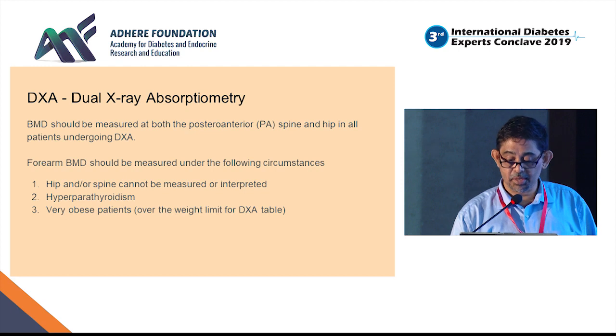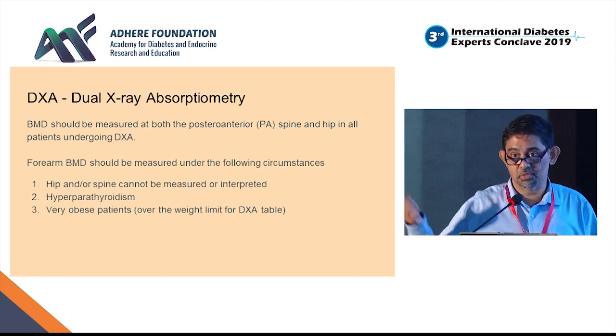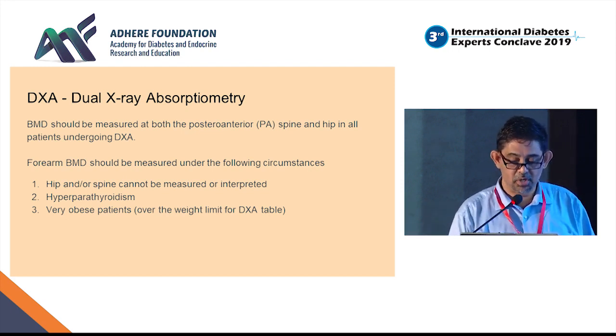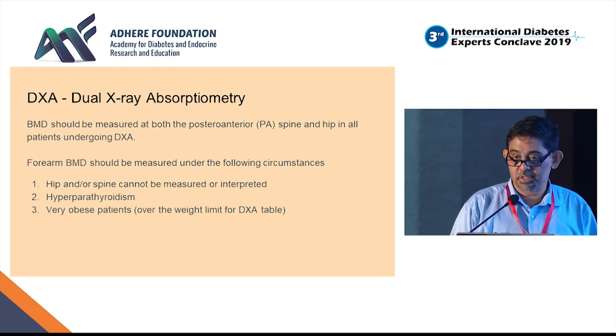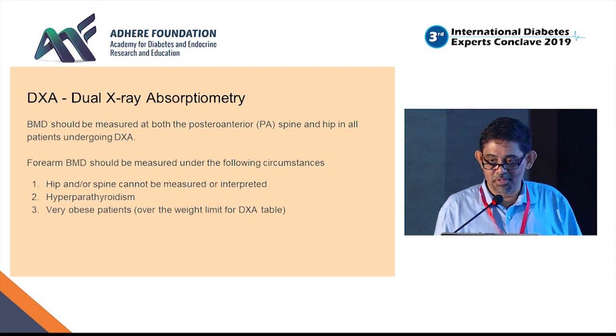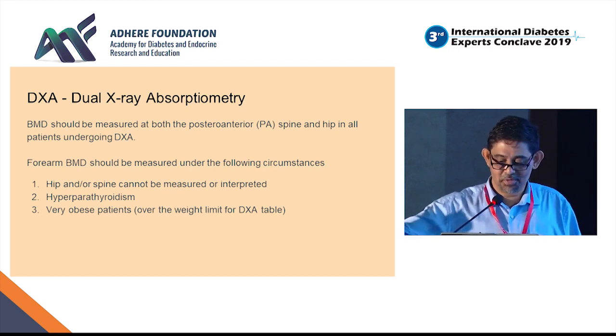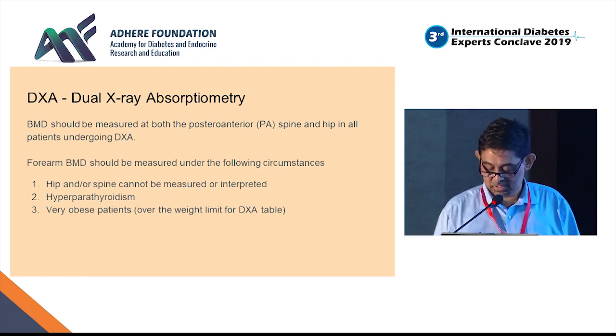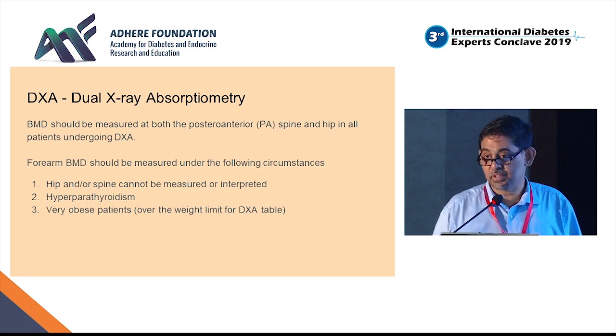In patients with hyperparathyroidism, where the osteoporosis will actually be more in the distal forearm, or in very obese patients where the DEXA table might not cooperate with the patient, you might need to put the patient's hand on the table and do this. It is an option, but the first options are still the spine and the hip.